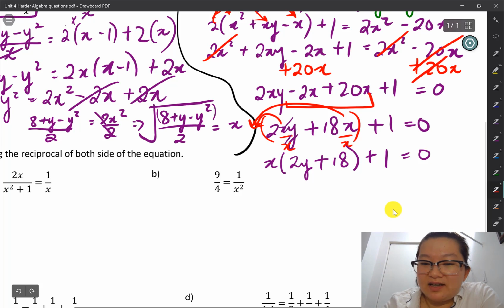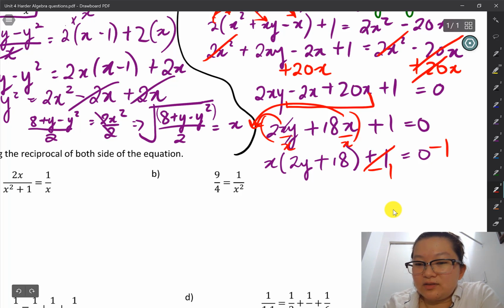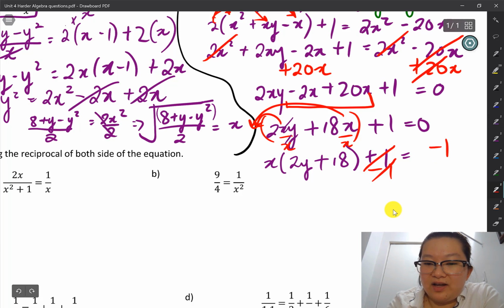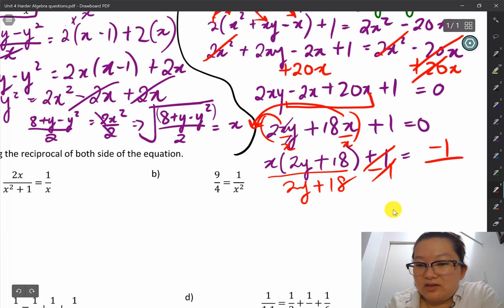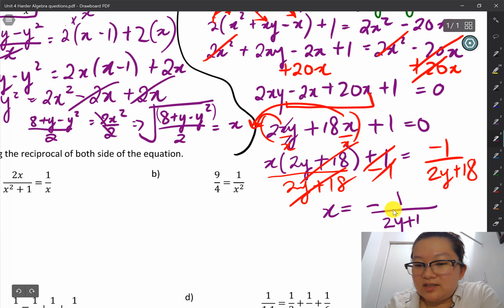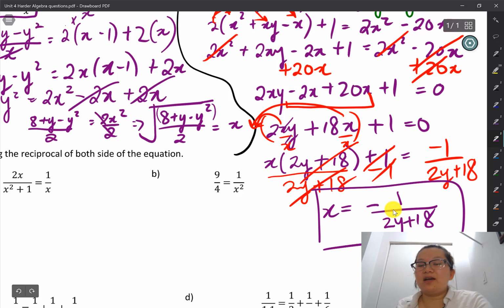But what we haven't done is we haven't moved the 1 to the other side. So let's subtract this 1 here. Okay, so that goes away. So instead of that 0, I am left with negative 1, which then I can divide both sides of my equation by 2y plus 18. That gets rid of this over here, because x multiplies that, divide that, I cancel. x is equal to negative 1, don't forget the negative, over 2y plus 18. That is my final answer.